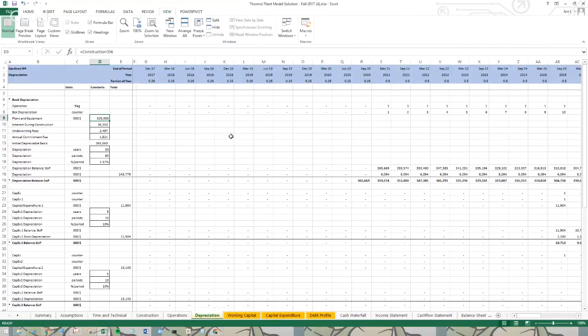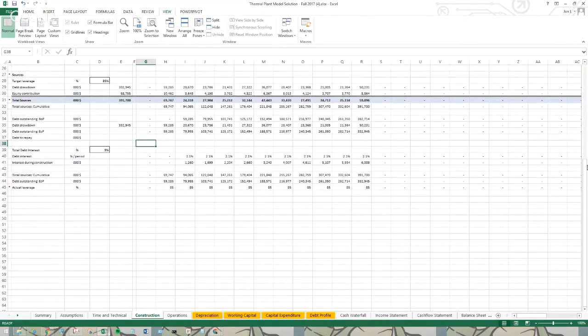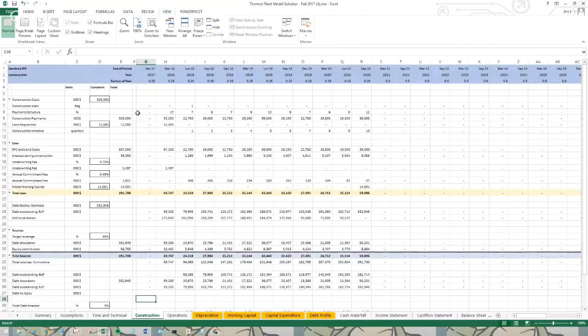And then there's special accounting laws where you could depreciate interest during construction and financing fees. So included in your initial depreciable basis will be PP&E, plant and equipment, interest during construction, underwriting fees, annual commitment fee, and all these link to the construction tab. So the sums of your construction tabs over here.